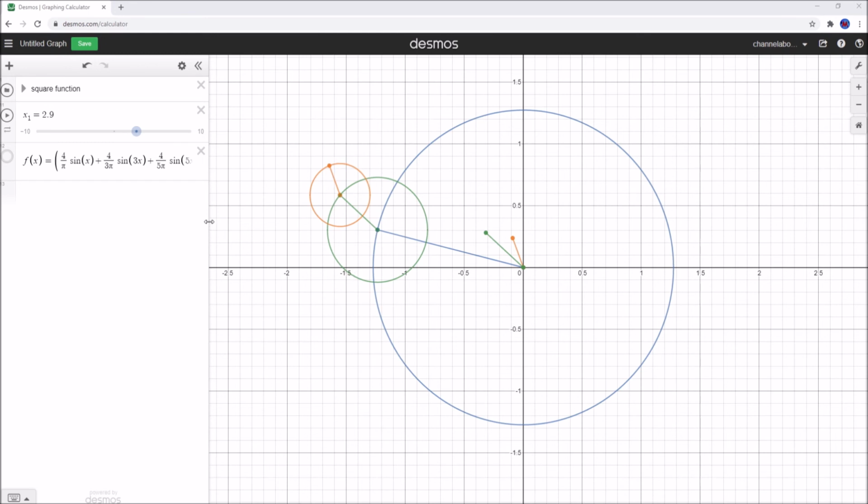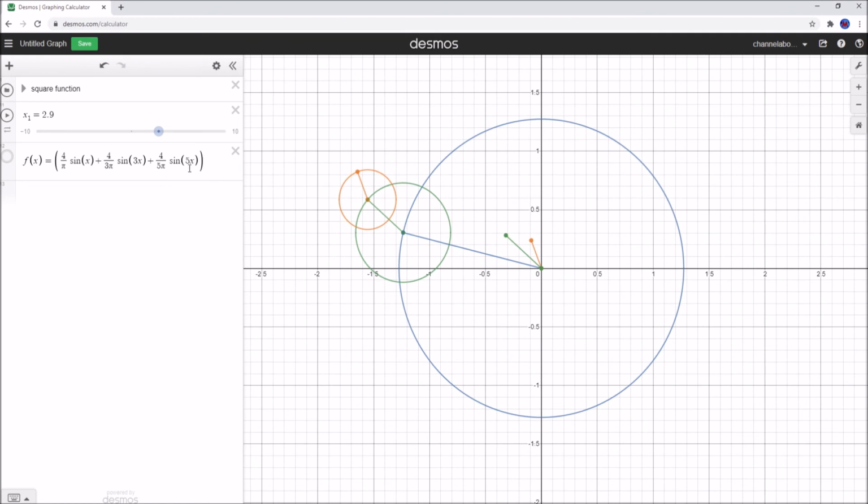Now just for quickness, I've put our square function in here. We're interested in the height part of the square function, which is given by the sine part. So we've got our 4 upon pi sine x, 4 upon 3 pi sine 3x, 4 upon 5 pi sine 5x. And this maps out our square function. So if we click on that, you can see we've got our little square function appearing.